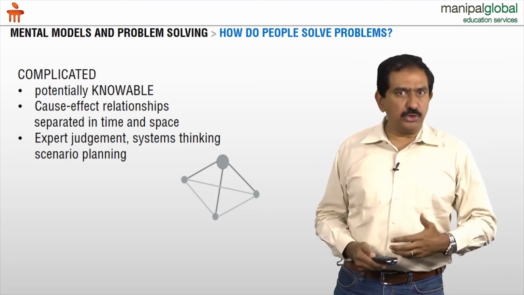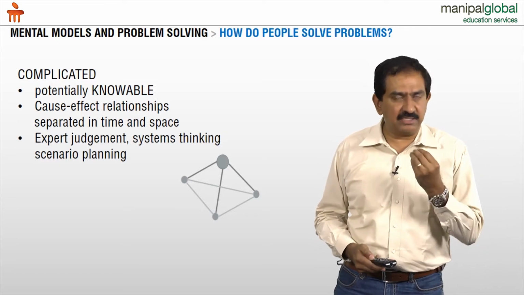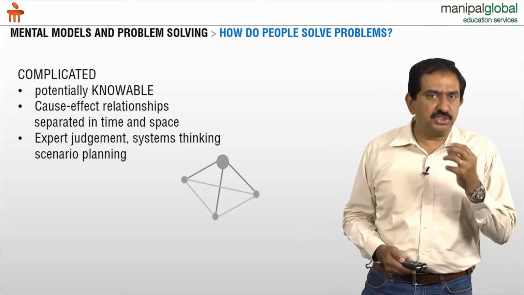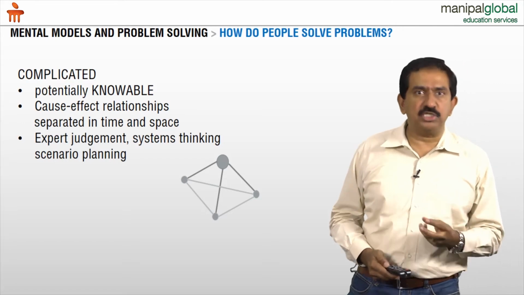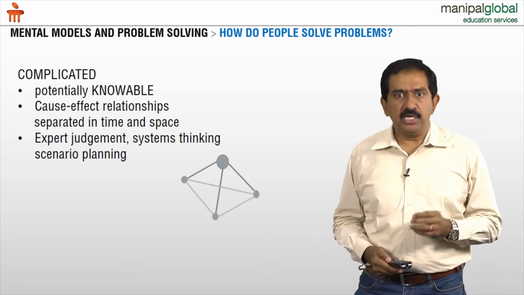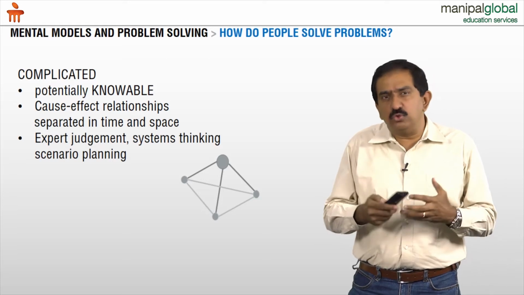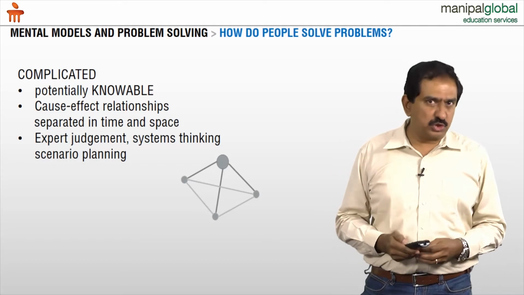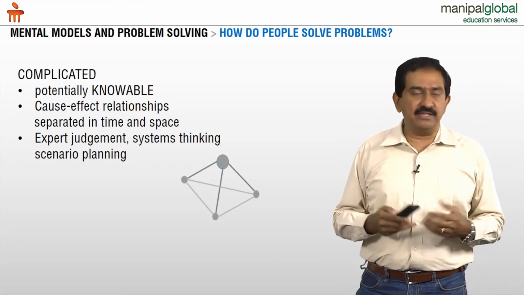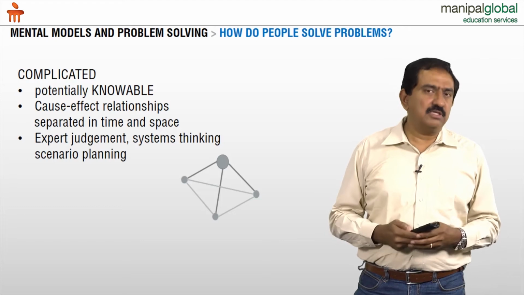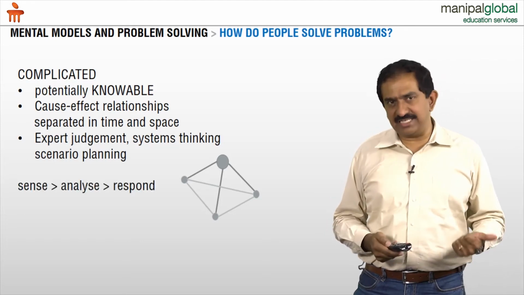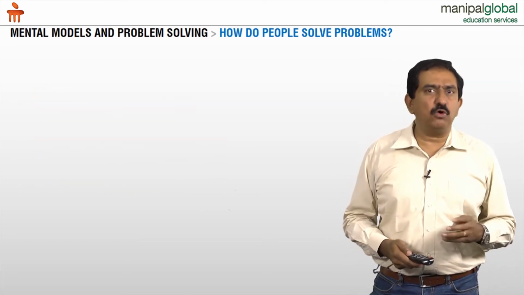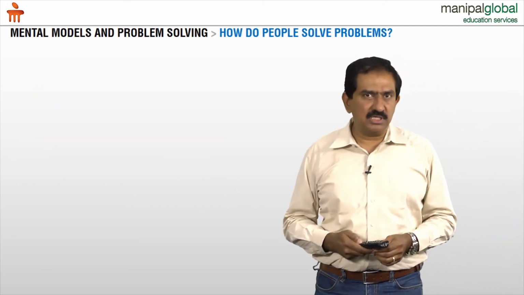In one of our further videos, you will understand the need and the role that experience plays in systems thinking. Expert judgment is exceedingly important to solve complicated problems. You do scenario planning, so you look at all kinds of conditions that could have led to the situation as it exists now, and then you try to analyze and resolve the situation. Here you sense, you analyze, and then you respond. So these are the 4 large categories of problems as we understand.